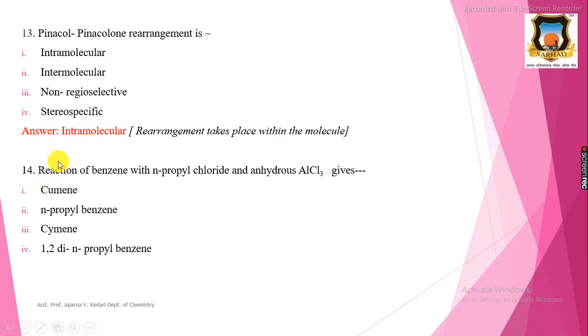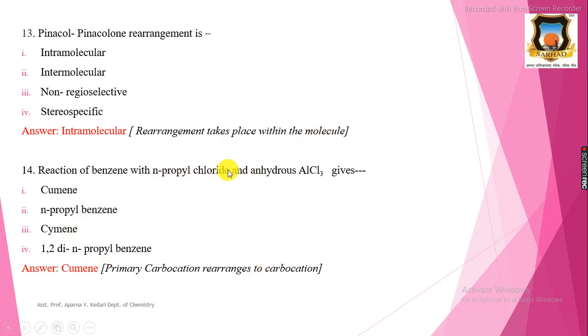Then the next question is, reaction of benzene with n-propyl chloride and anhydrous aluminum chloride gives cumene. First option is cumene. Second option is n-propyl benzene. Then cymene, 1,2-di-n-propyl benzene. And the correct answer is cumene. Here it is a secondary carbocation, please consider it.